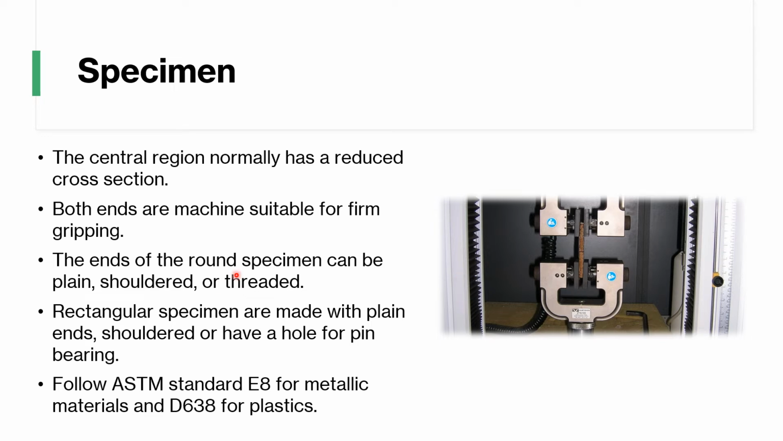So the central region, here is your specimen right there, normally has a reduced cross section. Both ends are made suitable for firm gripping, because you have to hold that specimen. The ends of a round specimen can be plain, shouldered, or threaded. Rectangular specimens are usually made with plain ends, shouldered ends, or have a hole for pin bearing. The standard we use is ASTM E8 for metallic materials, and D638 for plastics.